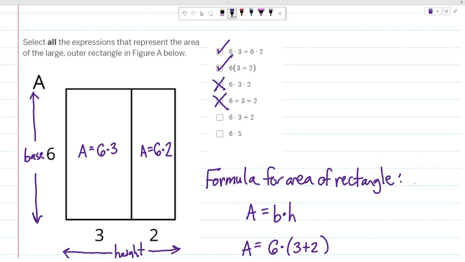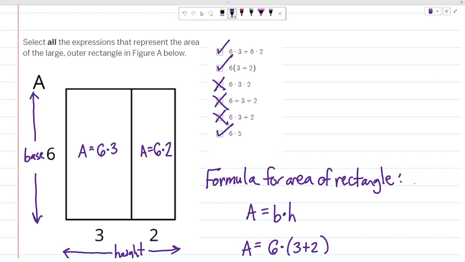6 times 3 and then we add 2, that's not going to be enough because that would be like if we found the area of that rectangle on the left and then we added 2 more square units to it. And that's just not going to be the square units that we're looking for. So that one's not good. And then 6 times 5, that was in our list.